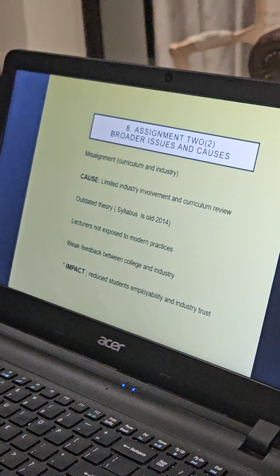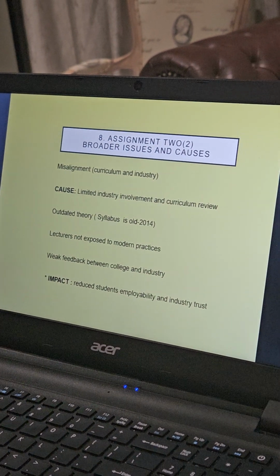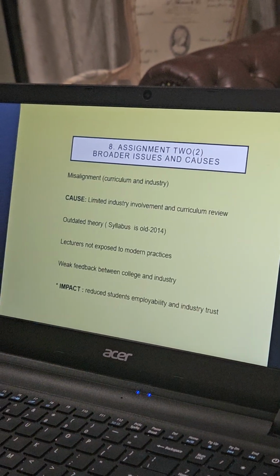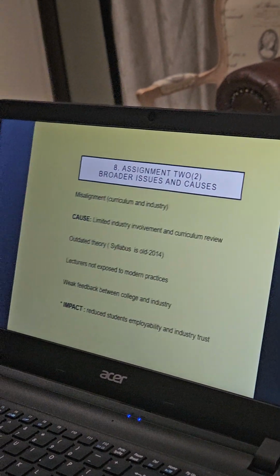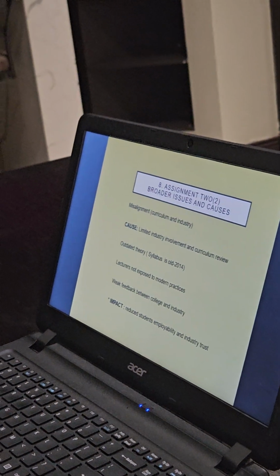Number 8 will be delving more into assignment number 2, where I'm going to be looking at the broader issues and causes that were identified in that particular assignment. We know that we are supposed to be discussing the articulation of subjects. We are going to be articulating in terms of the reasons, the purpose, and the rationale behind this assignment.